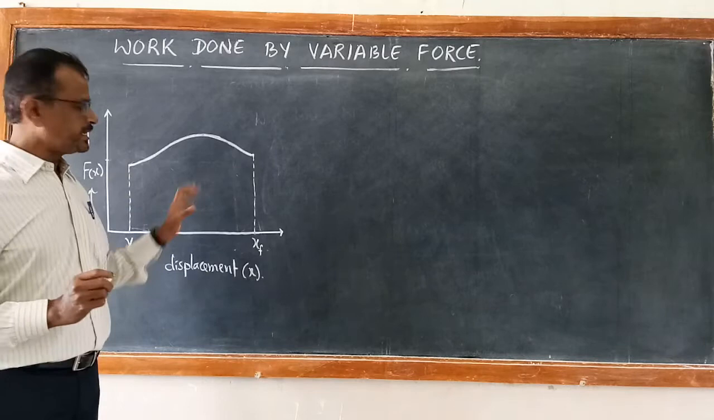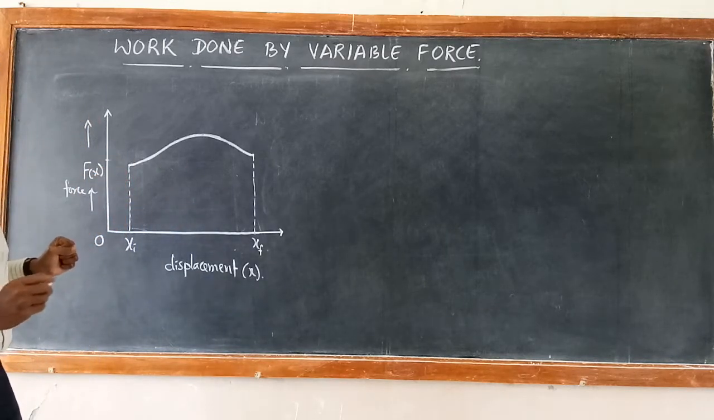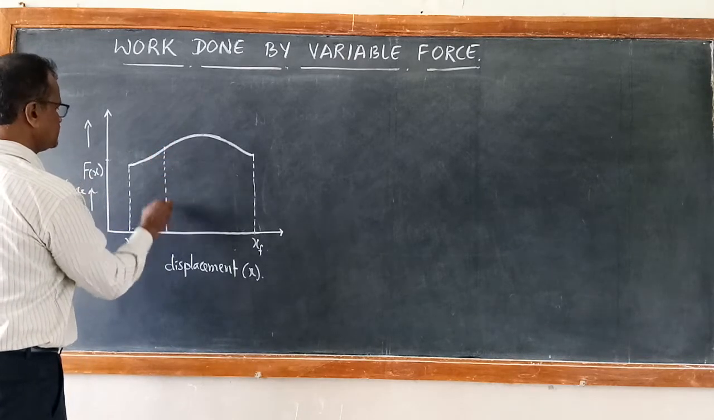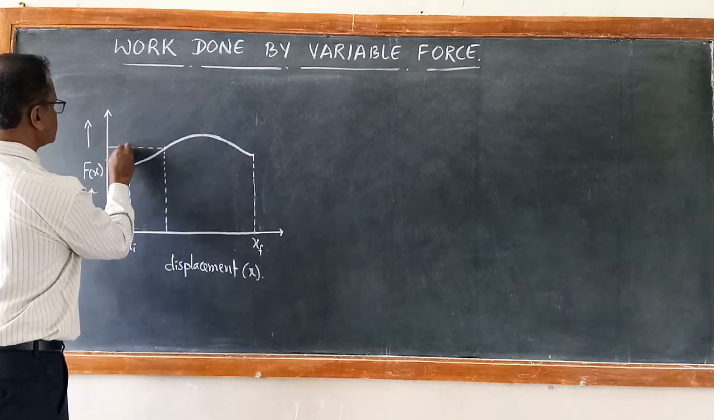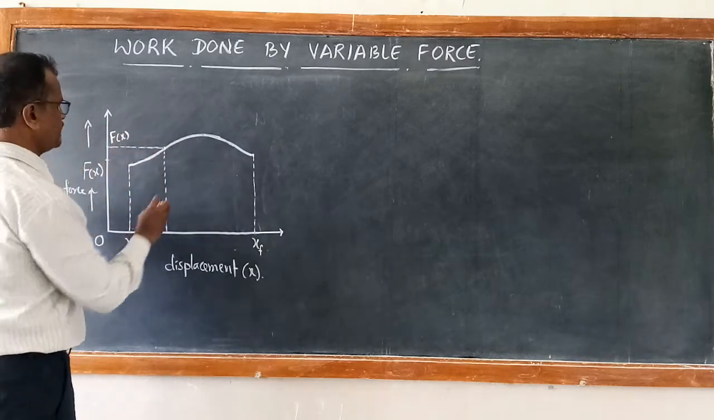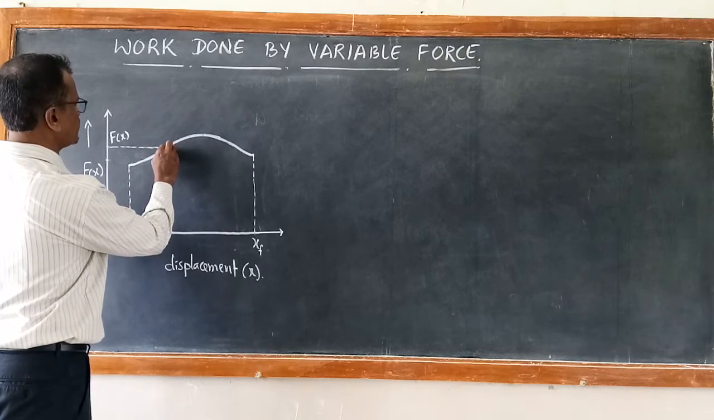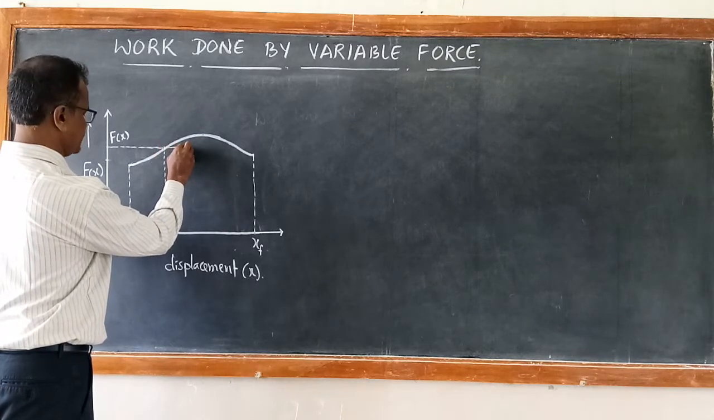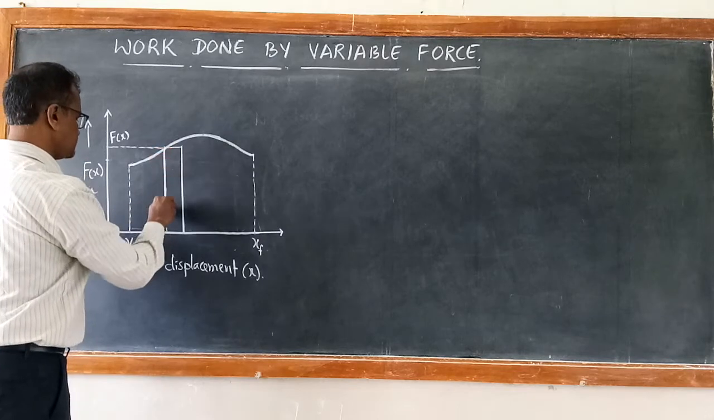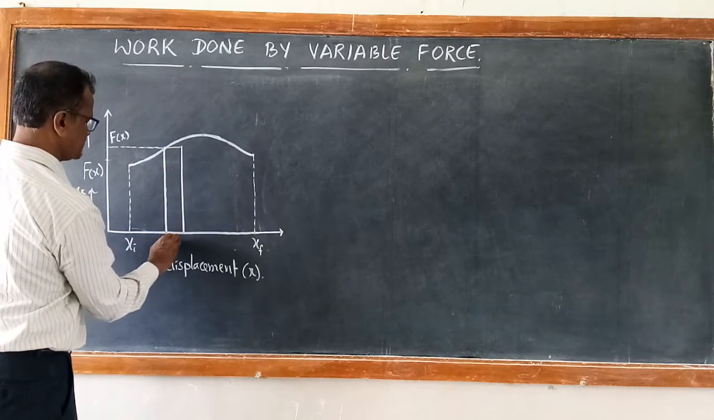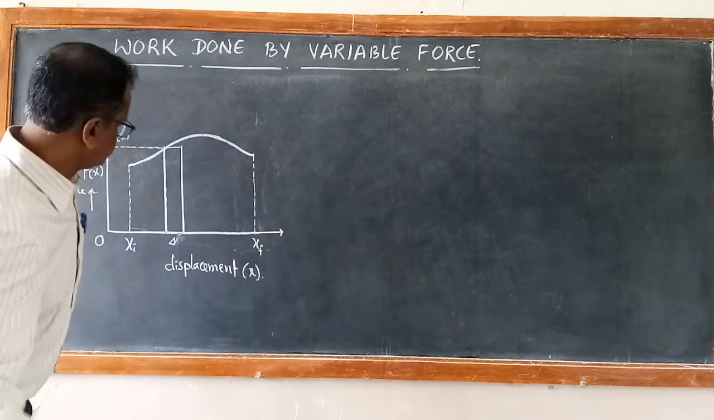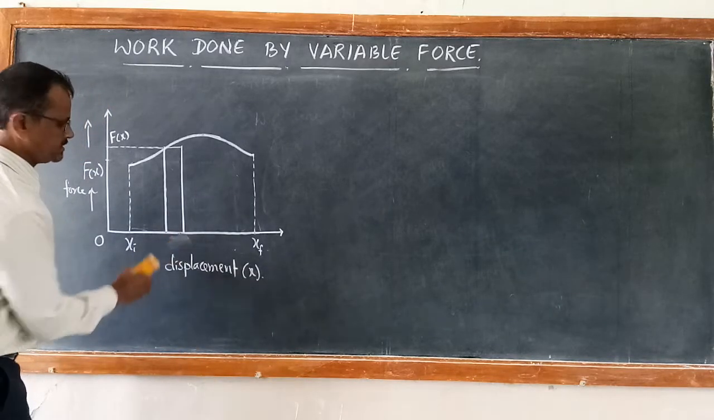But how to calculate the area? Now there is a procedure. So let us suppose at a certain instant, say here, the corresponding force is, let us say, Fx. Fx, let it be the force at this position, and when this acts, the body undergoes a displacement, let us say delta x. So let us take this displacement as a small displacement delta x.